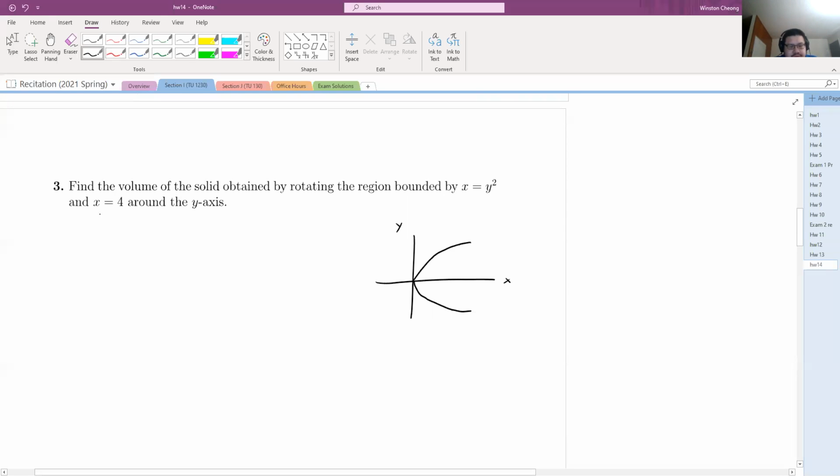Oh, and it's saying x equals 4. So x equals 4 is actually the upper function. Maybe I'll just label it like that, x equals 4. Okay, so this is drawing the region, and we want to revolve this around the y-axis. This whole thing is the region we're revolving.